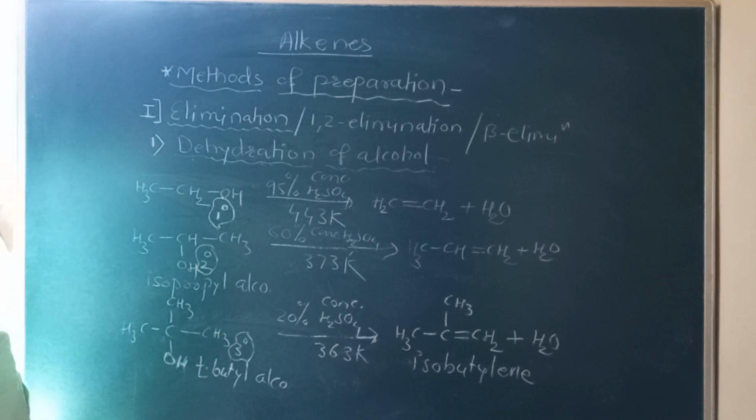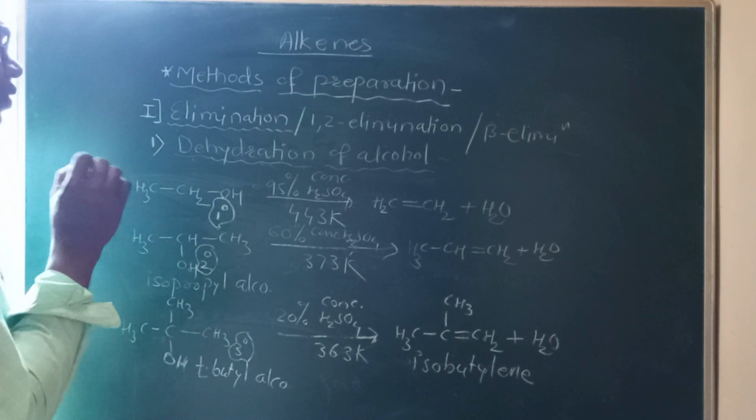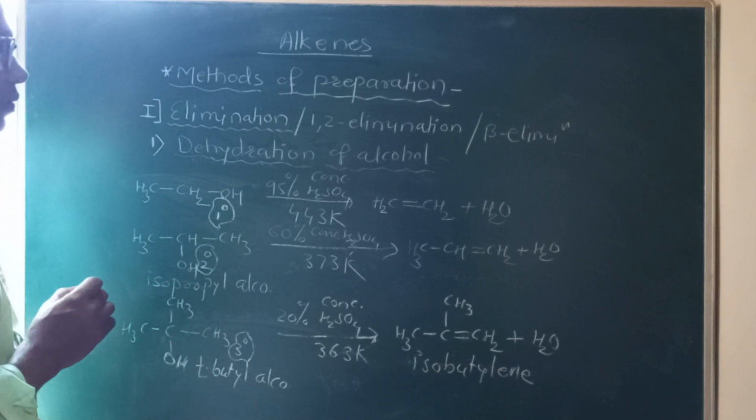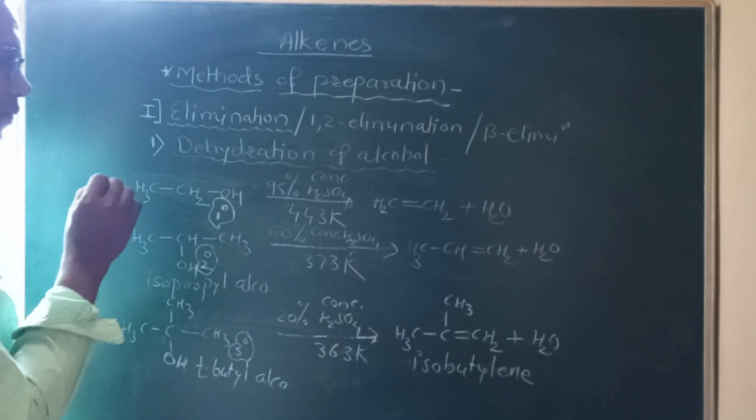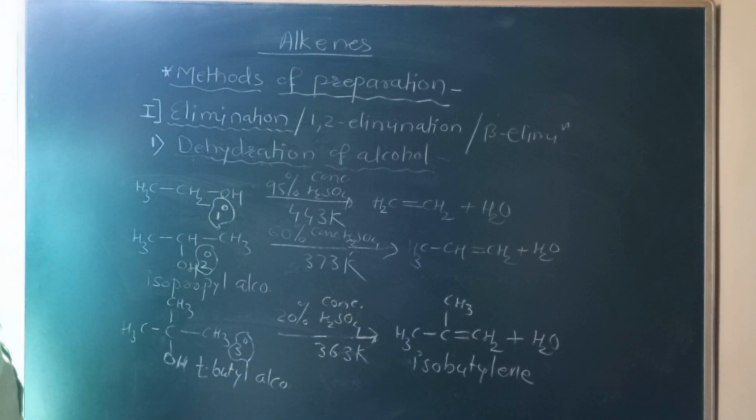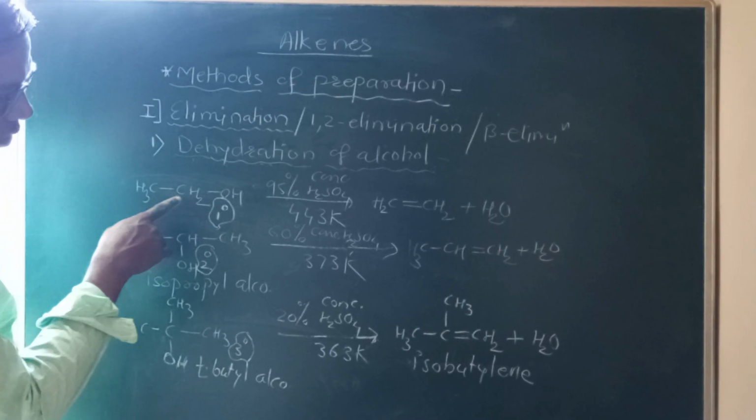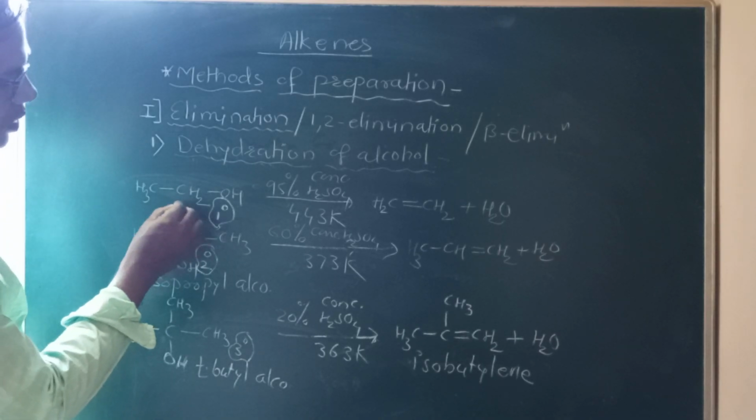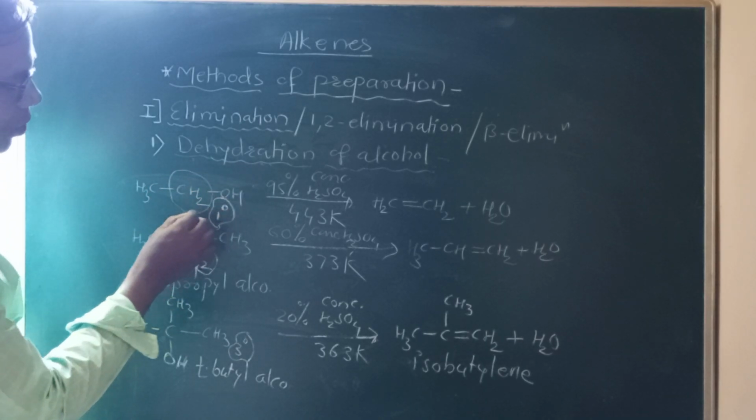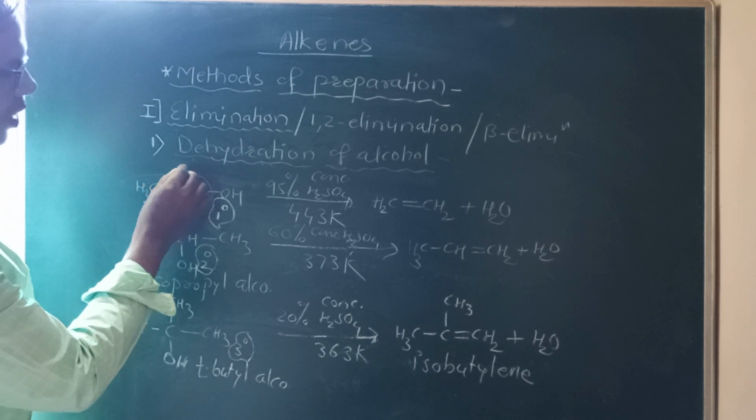Now, how to identify the type of alcohol? You must be in a position to identify the nature of the carbon carrying that OH. So your OH is present on this carbon, and this carbon is here as a CH2. You just remember that a CH2 carbon is a primary carbon.